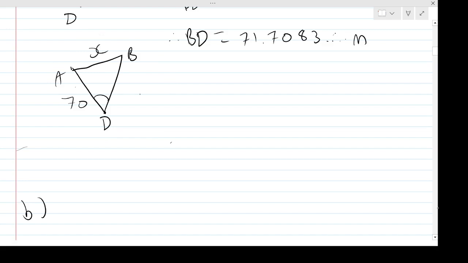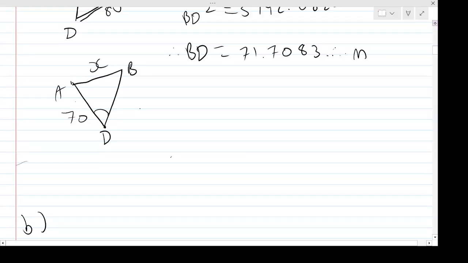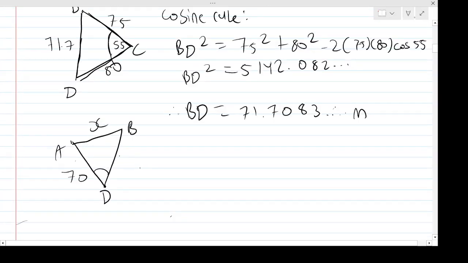But the problem is, I know this side BD now is also 71.7. So I've got three sides, so I'm going to need an angle then, right? I'm going to need an angle because I can use the cosine rule. But I need to know an angle then, don't I? If I need to work out this missing side x, I need to work out this angle here, right? Or any angle actually, but I need to work out an angle in a triangle. But I don't have any angles in this triangle.